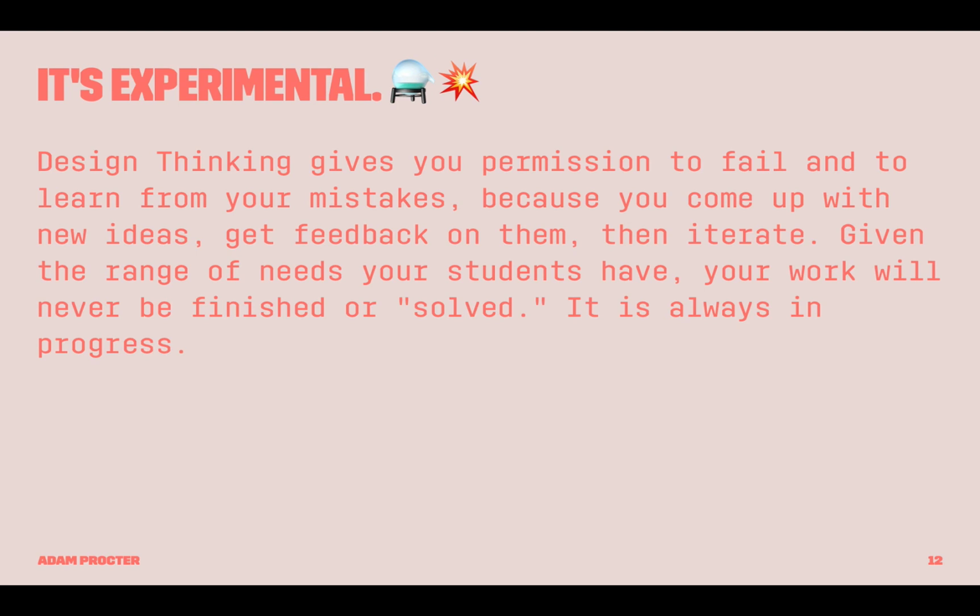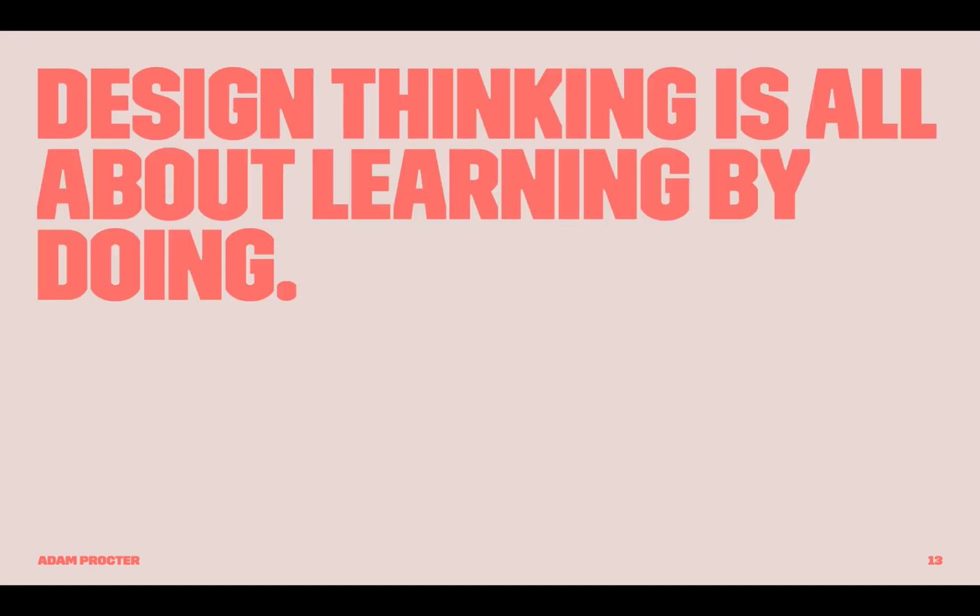The other thing is it's experimental. So design thinking gives you permission to fail and learn from your mistakes, because you come up with new ideas, get feedback, and then iterate. So the idea is that something is never solved or finished. It's always a work in progress. So even at a moment in the project where things may not be going according to plan, this is all part of the iterative process of improving the design solution for whatever the problem is that you are trying to achieve. Okay, so design thinking really is all about learning by doing things.